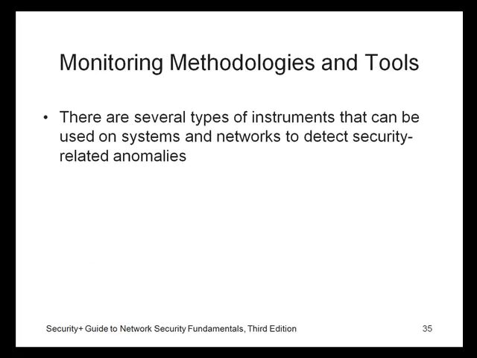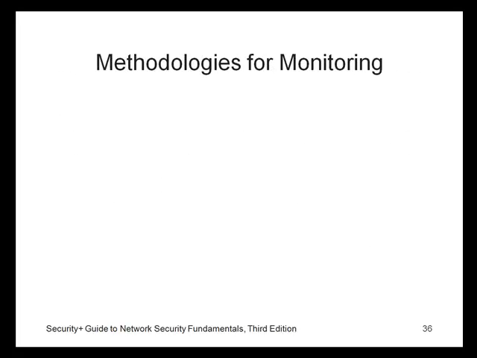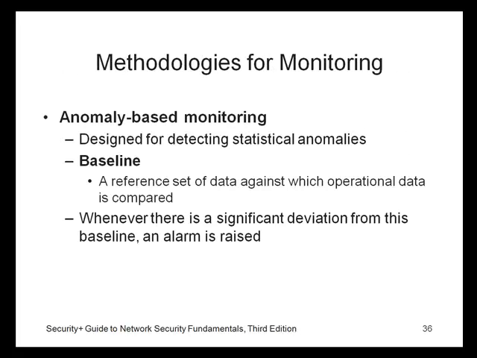Methodologies and tools, several instruments detect security-related anomalies, and anomaly-based monitoring, detecting statistical anomalies, and this goes back to have the baseline. If we don't have a baseline, how do we know that something is out of the ordinary, something that's an anomaly, something that's not part of what we expect to have? Significant deviation from this baseline, an alarm is raised. And that's what viruses do. They're looking, well, some virus checkers are looking for anomalies. It depends on which ones you are using.